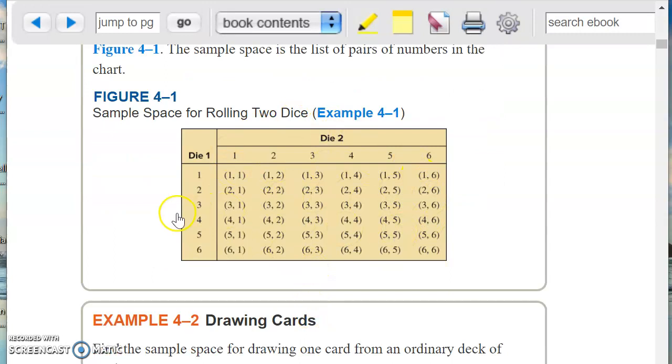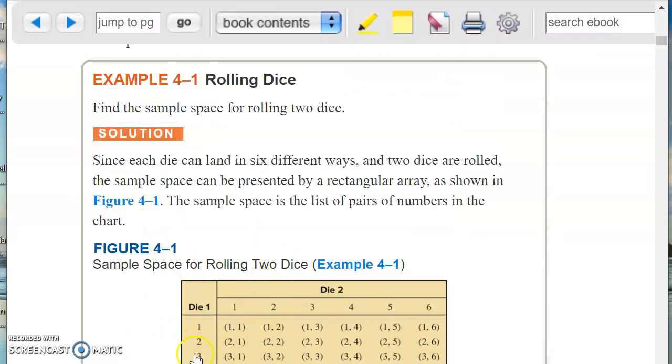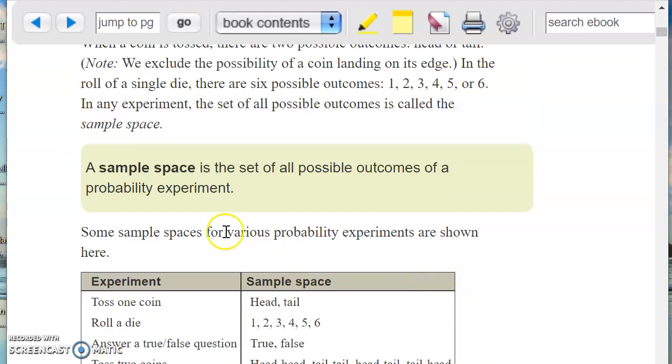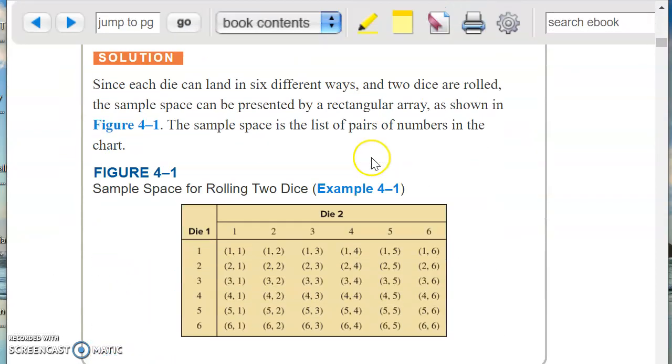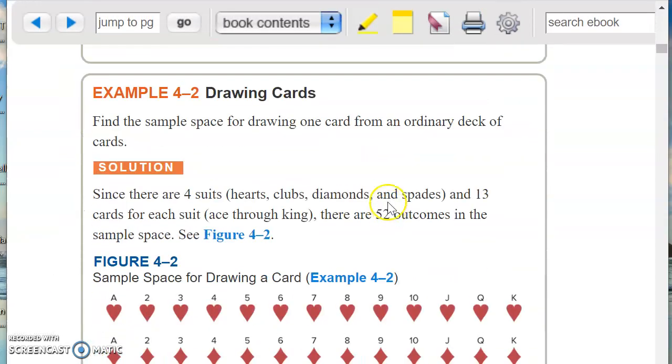So these are all the possible outcomes. Since this is a depiction of all of the possible outcomes, we refer to this as the sample space, because up here we said a sample space is the set of all possible outcomes of a probability experiment. Okay, now here's another.